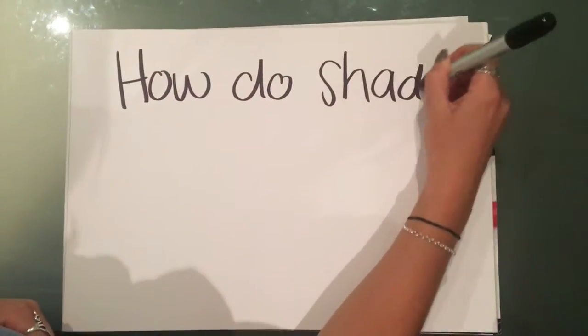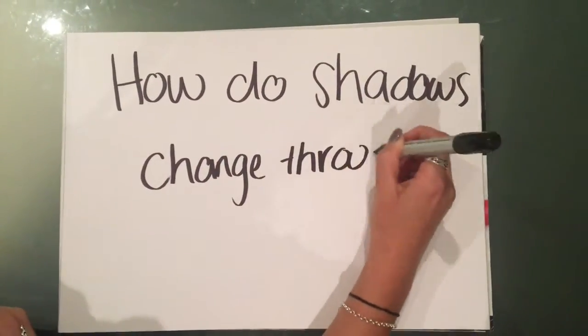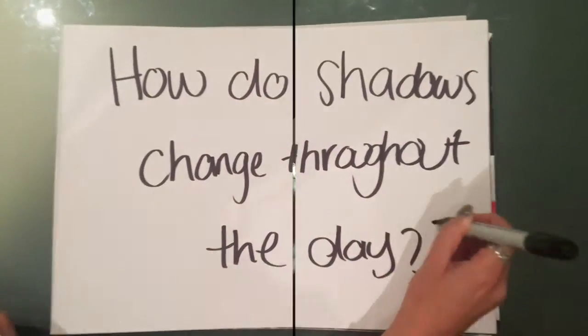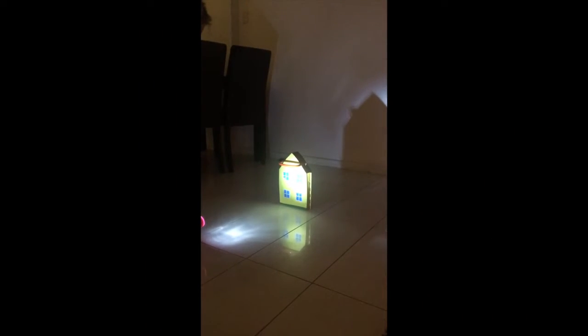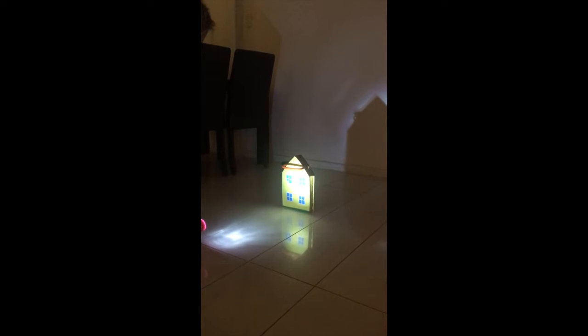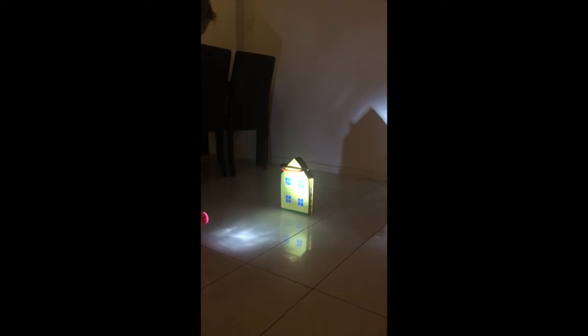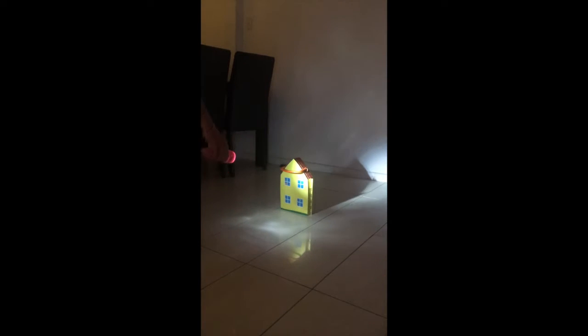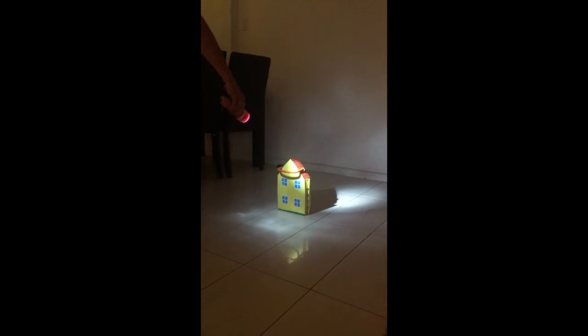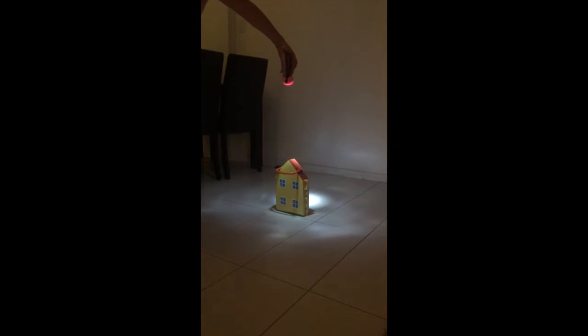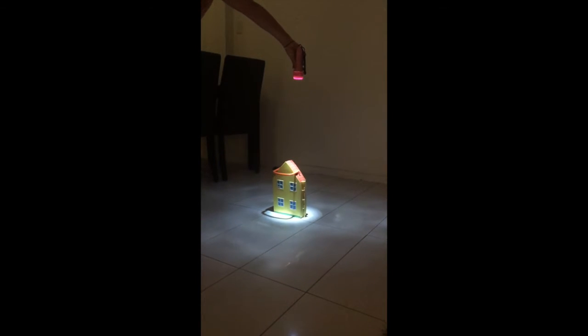Now that we understand what shadows are and how they are formed, let's look at how shadows move throughout the day. How do shadows change throughout the day? We have seen that when a light source is at the same level of the object, it creates a longer shadow. But as the light source moves directly above the object, the shadow becomes smaller and smaller until the shadow is cast underneath the object, as we now know that light travels in a straight line.